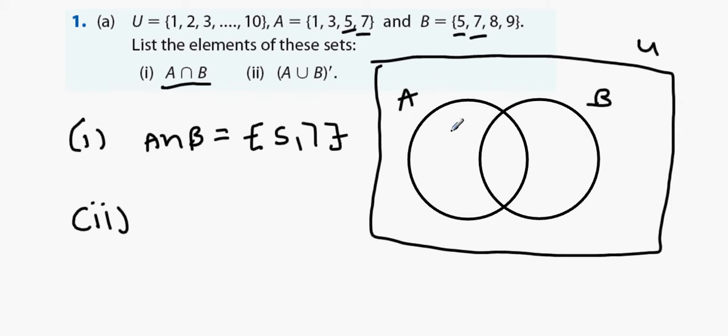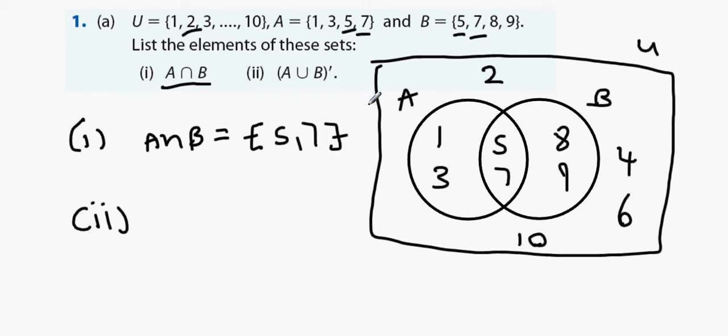We can say that 5 and 7 is the intersection, and we can say that 1 and 3 is in A, and 8 and 9 is in B. And the following numbers haven't been used yet. Between 1 and 10, 2 hasn't been used, 4 hasn't been used, 6 hasn't been used, and 10 hasn't been used.